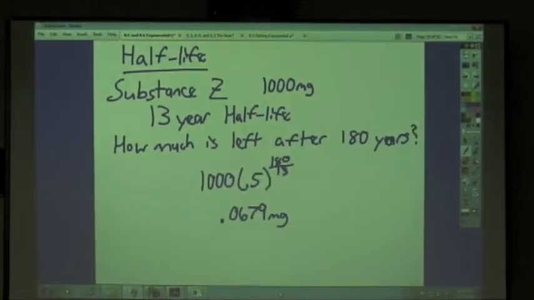All right, so here's your solution. Remember, half-life's always decay, 50%, but you got to take that number of years divided by your half-life, 180 divided by the 13, because that tells you how many times it cuts in half. So you're left with 0.0679 milligrams.